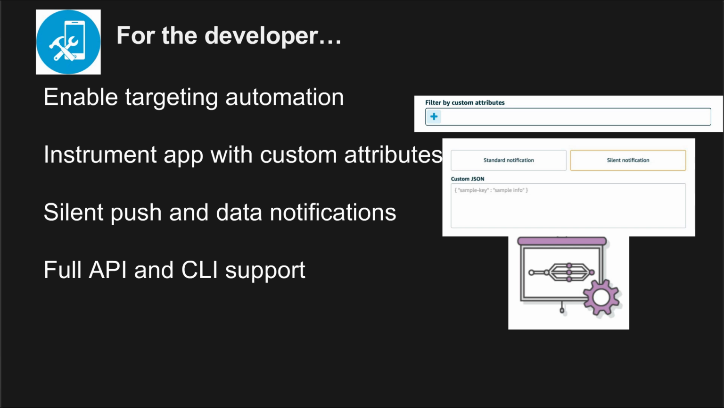And the last piece I want to talk about from a developer perspective is the ability to influence app behavior using silent push and data notifications. Silent push and data notifications are notification packets that are sent in the background to a user's end device. And typically how customers are using this is to be able to influence app behavior and also to instrument in-app messaging for their mobile applications.